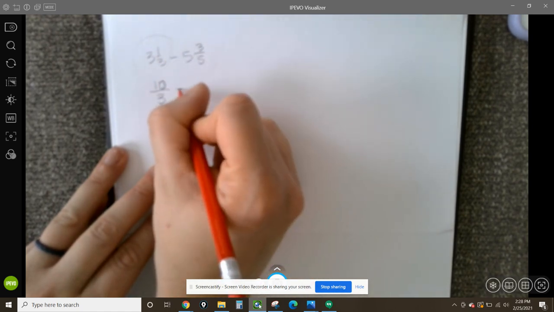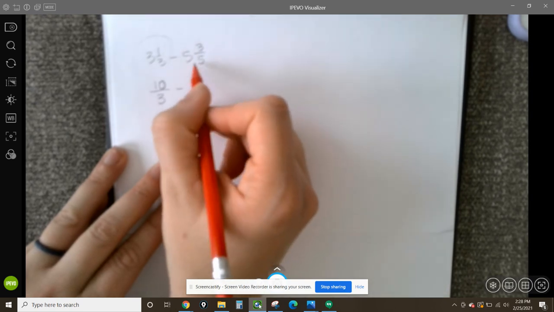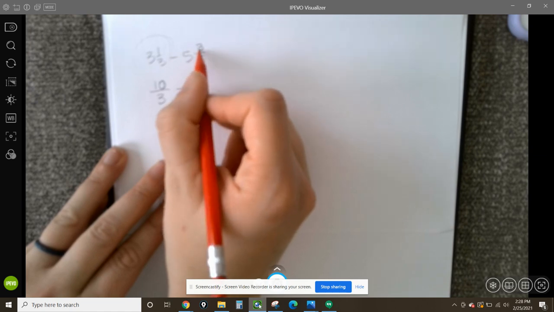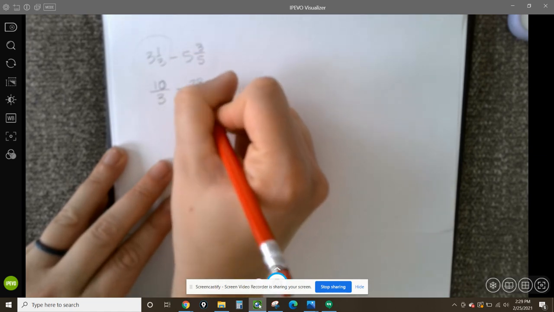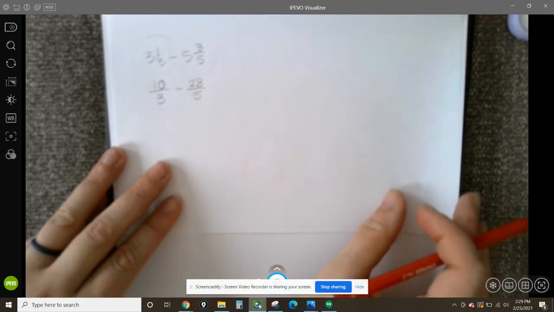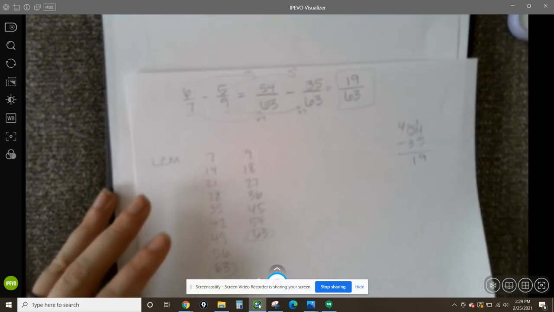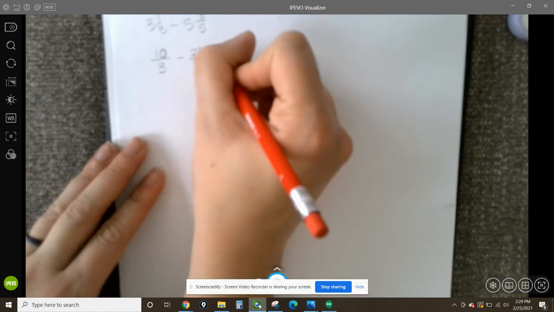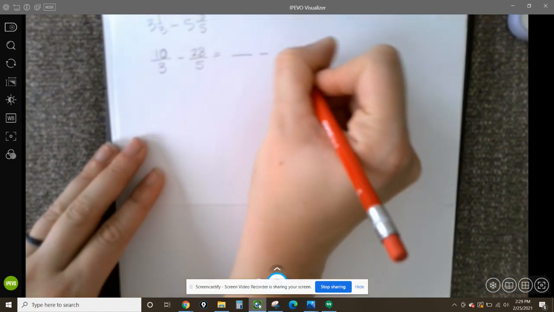Okay, subtract, and then I'm going to do the same thing here, turn this into an improper fraction. So 5 times 5 is 25, plus 3 is 28/5. Okay, so now I have a problem very similar to the one that we were just doing up here, where I need to get a common denominator. So I need to figure out what my common denominator is going to be for 3 and 5.